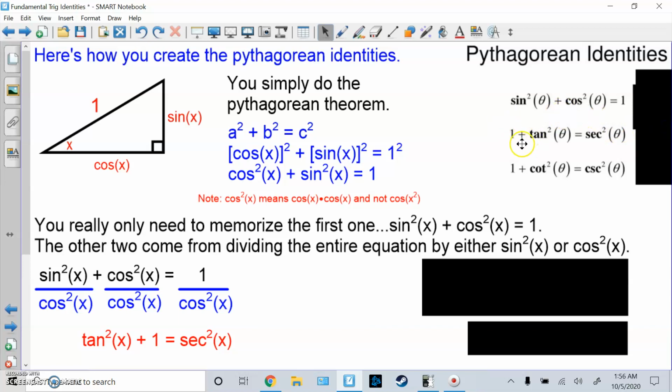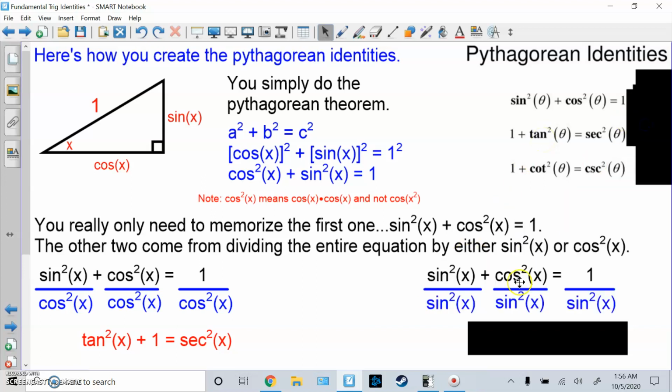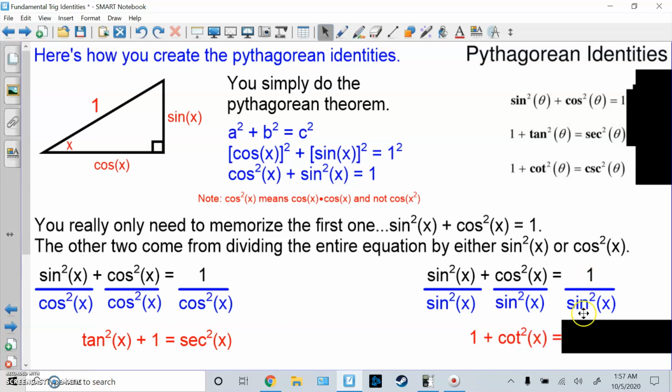Now, they reversed the 1 and tangent, but that's okay. You can rearrange it as long as it stays the correct sign. And here's the last one. I divide everything by sine squared. Sine squared divided by sine squared is 1. Cosine divided by sine is cotangent, but it's squared, so cotangent squared. And then 1 over sine is going to be cosecant, but it's going to be cosecant squared because this is sine squared. Alright, so only memorize the first one, then you can find the other two by just easy division.